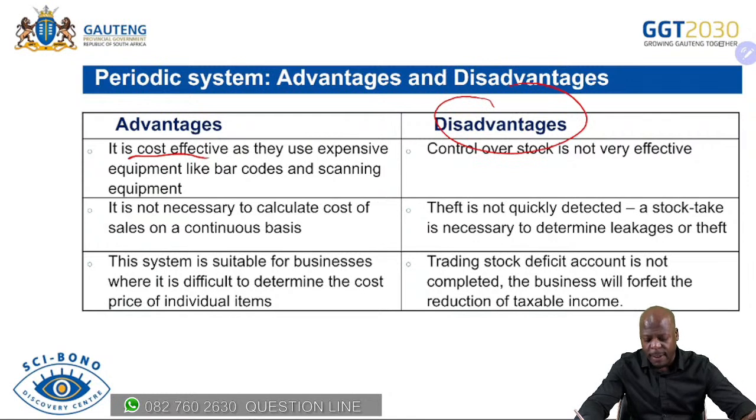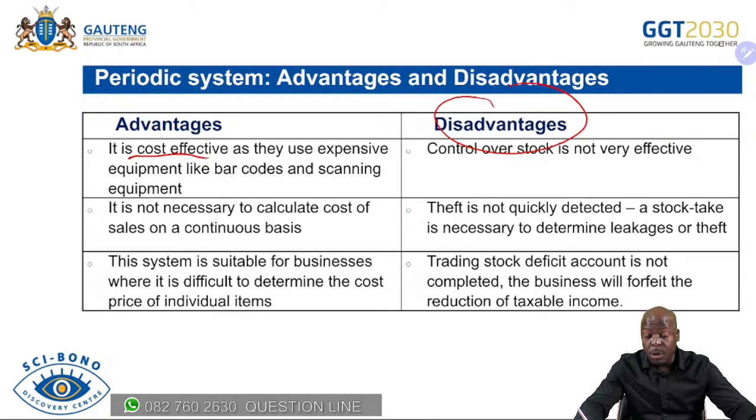The first disadvantage is that control of stock is not very effective. The control of stock is not very effective. And then my point number 2 is that theft of stock is also not quickly detected. All right? Theft of stock is not quickly detected. Why? Because stock take is only done at the end of the financial period. Therefore, stock leakages or theft cannot easily be determined.